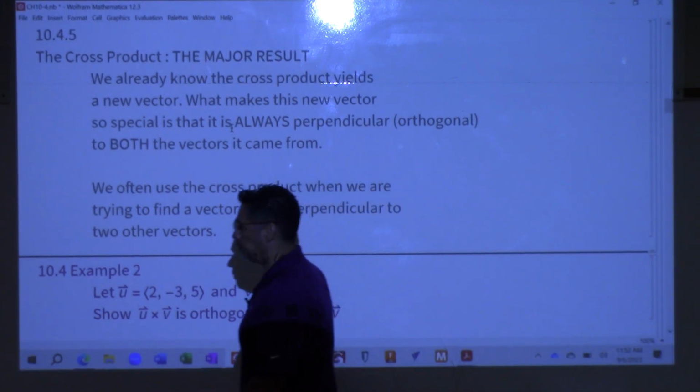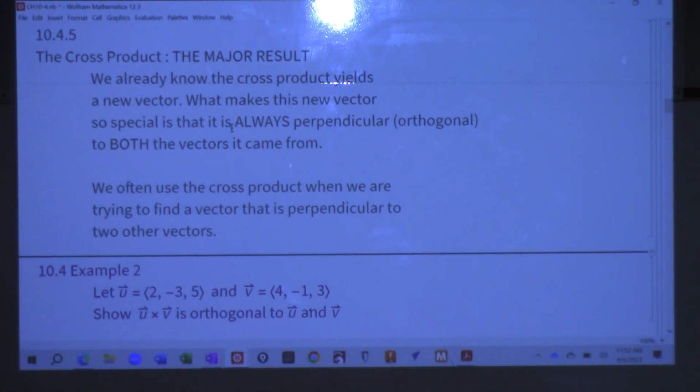Yes? Do we need to write all that out on a test, or can we just do it on a calculator? Oh, for a cross product, you just do it. I don't care how you get it.